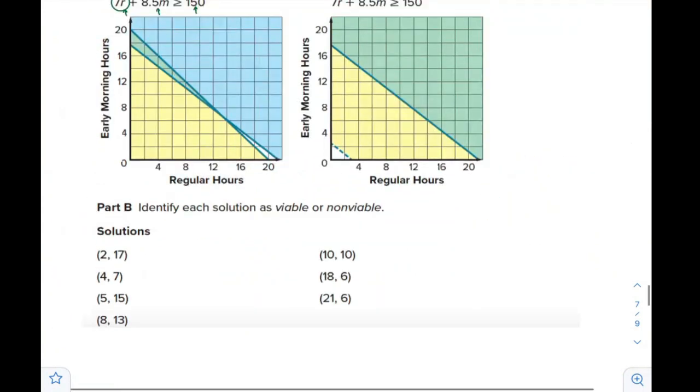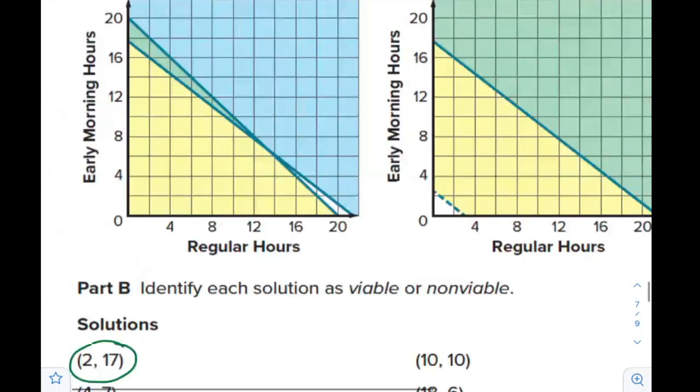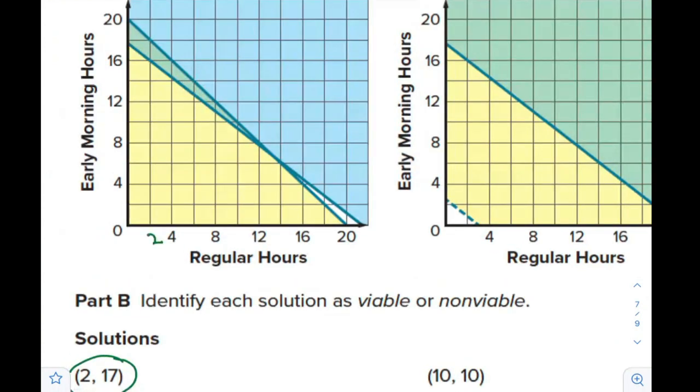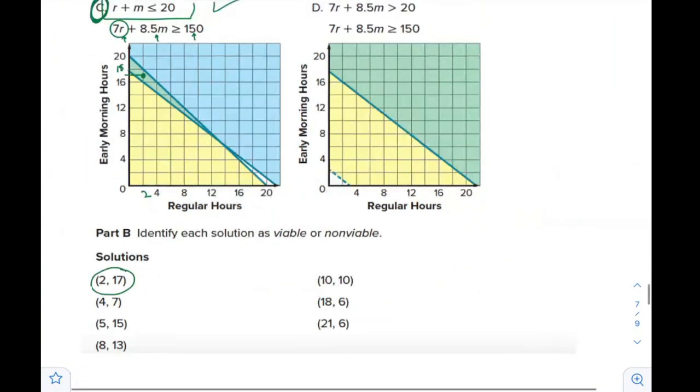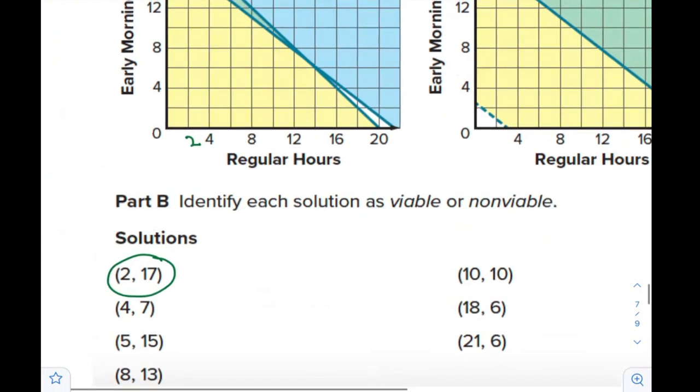Let's check one by one. 2 and 17. 2 and 17 go to 2 up to 17. This will be 18. 17 will be somewhere here. Is it possible or not possible? If you are not sure, what can you do? You can replace in both inequalities. If you're not sure that the graph is okay or not, this is your R and this is your M.